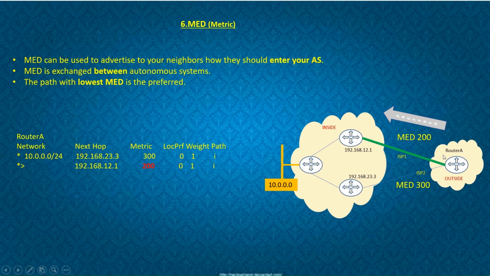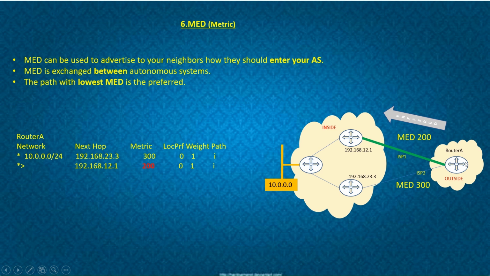But in the AS path attribute, the AS path attribute value will be advertised across the whole AS, which means it will be sent to every EBGP router, but the MED value only goes to the next adjacent neighbor. So MED is exchanged between autonomous systems, and the path with the lowest MED will be more preferred.